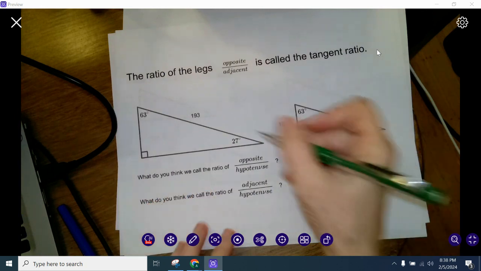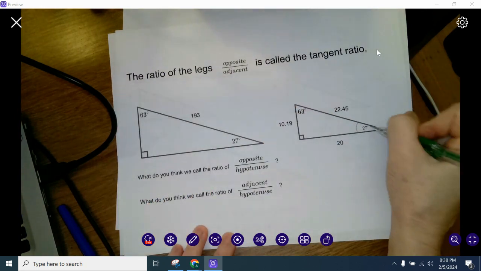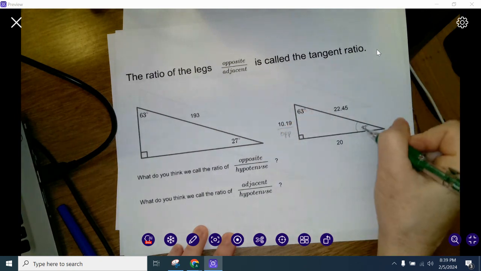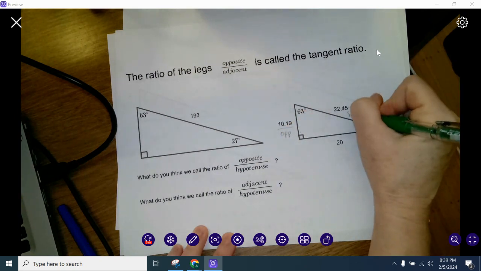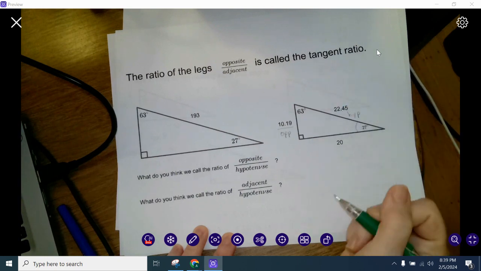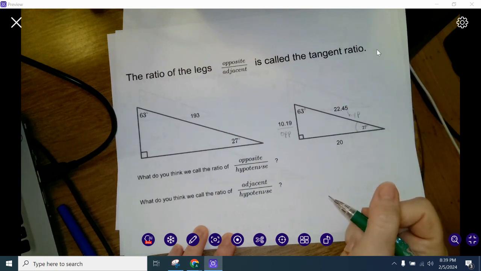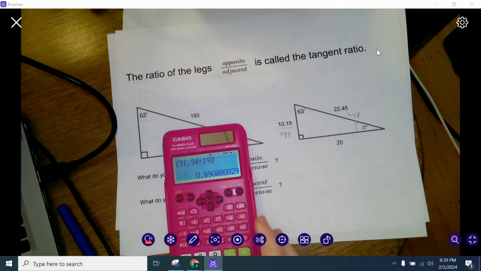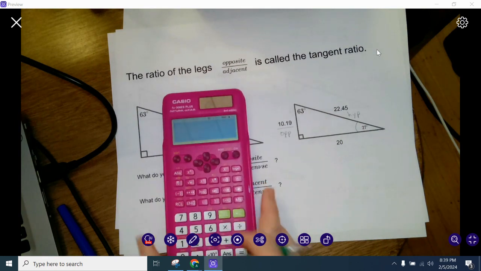So here's my angle right here. The opposite side is the 10.19. That's my opposite. And here's my hypotenuse, the 22.45. So this has a name, and I was going to have you figure out what it's called in class by having you look at the calculator. So here's my big hint. It's one of the buttons in the calculator.